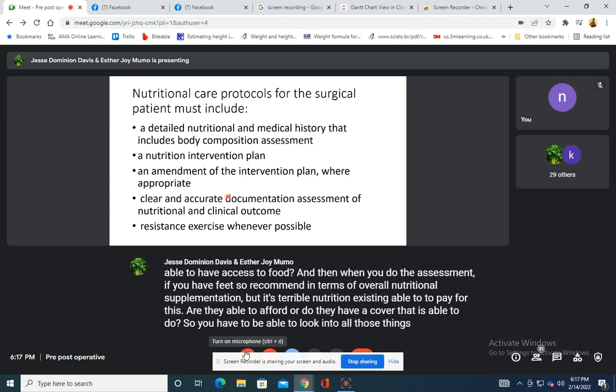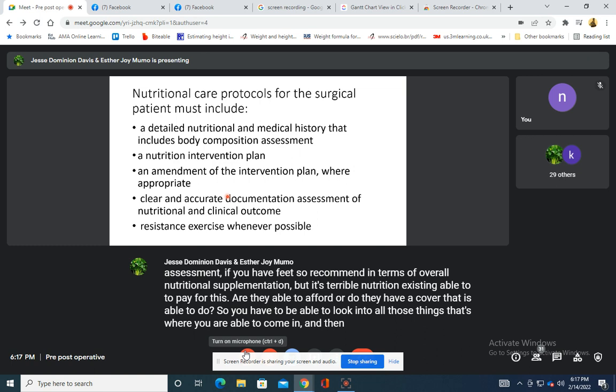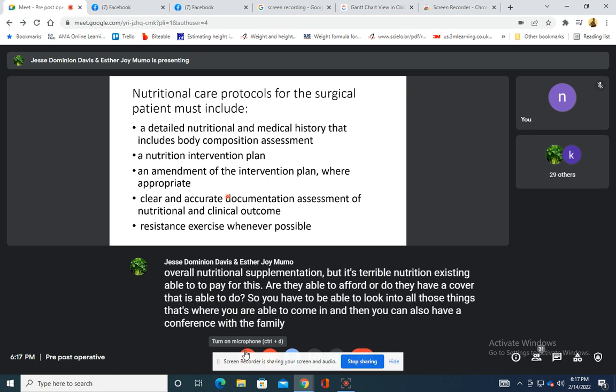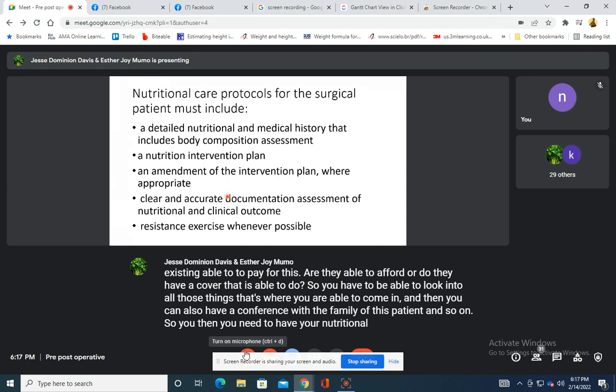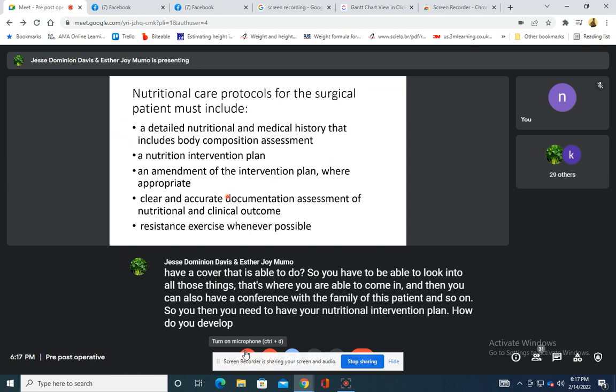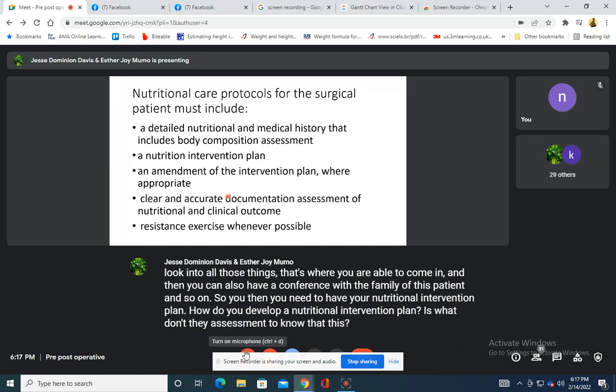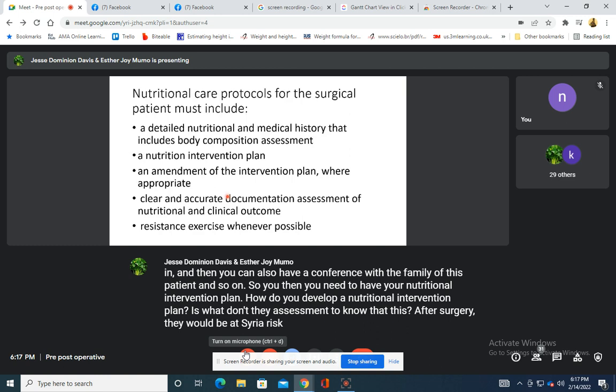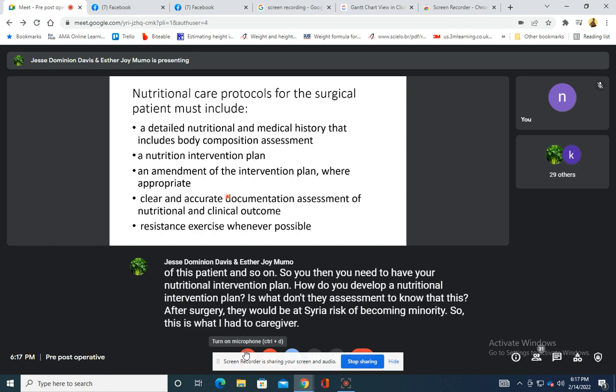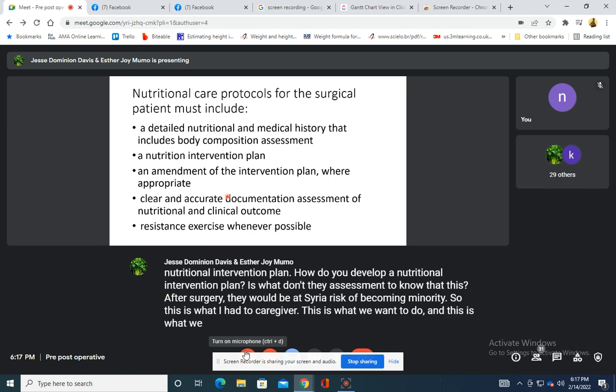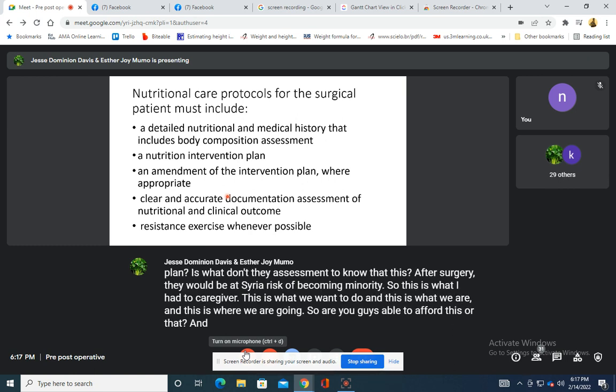That's where you are able to come in, and you can also have a conference with the family of this patient and so on. So you need to have your nutritional intervention plan. How do you develop your nutritional intervention plan? It is when you are doing the assessment to know that this patient after surgery will be at serious risk of becoming malnourished. So you say to the caregiver: this is what I have, this is what we want to do, this is where we are, and this is where we are going. Are you able to afford this or that? And then they will be able to tell you their stand.